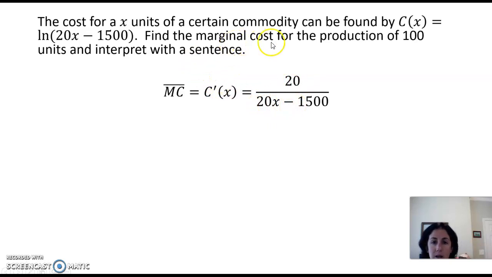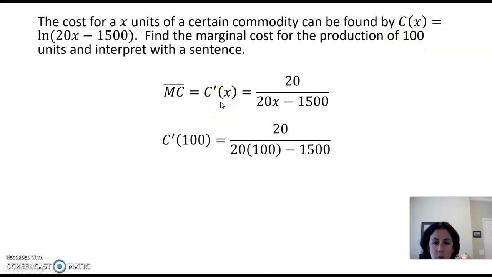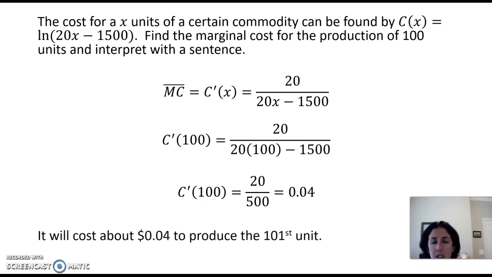And I want the marginal cost for the production of 100 units. So now into the derivative, I'm going to plug 100. And when I do that, I get 20 over 500, or 0.04. So what does that mean? That means that your cost is going to increase by about 4 cents when you make the 101st unit, or it'll cost about 4 cents to produce that 101st unit.